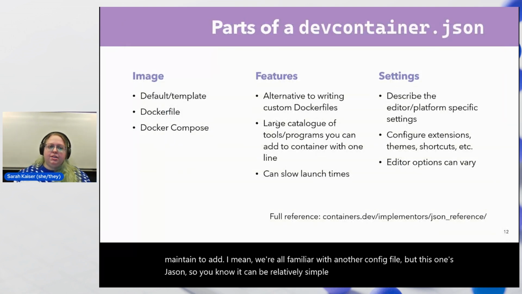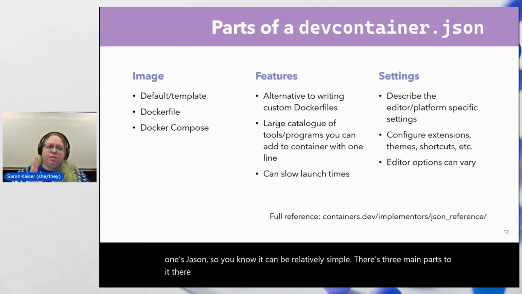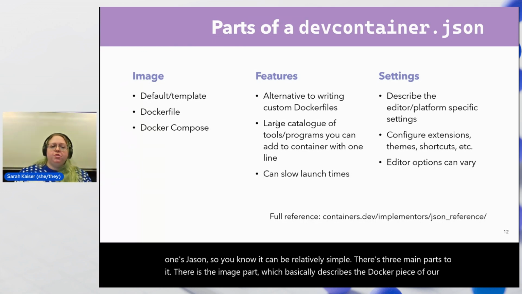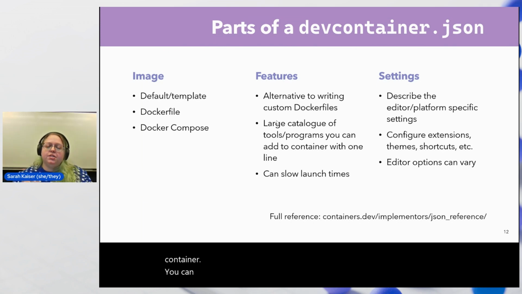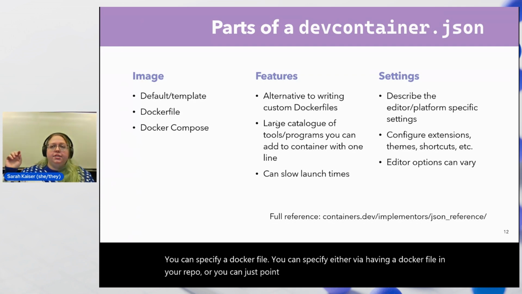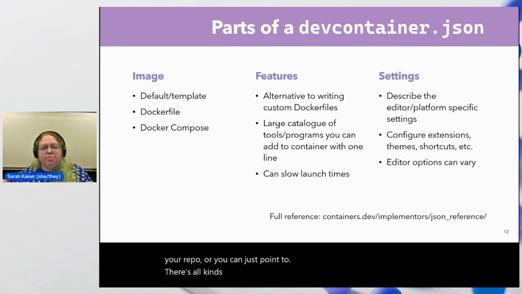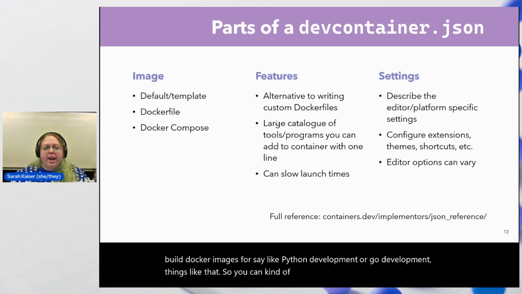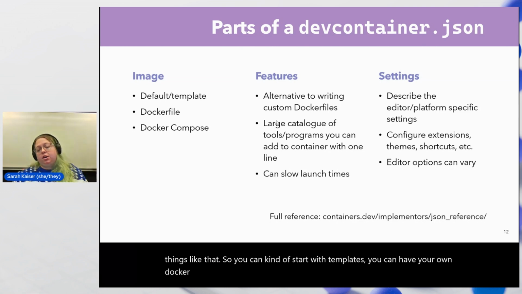There are three main parts to it. There is the image part, which basically describes the Docker piece of our dev container. You can specify a Dockerfile, either by having a Dockerfile in your repo, or you can point to dev container templates, which point to pre-built Docker images for, say, Python development or Go development. So you can start with templates, you can have your own Dockerfile, or you can even have a Docker Compose file.